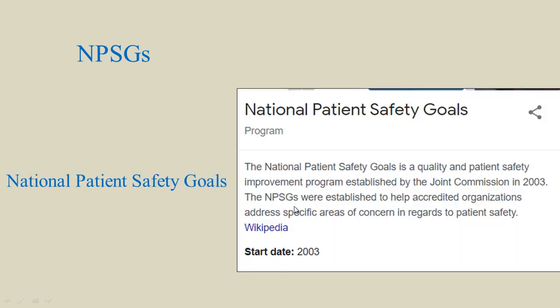NPSGs, National Patient Safety Goals. The National Patient Safety Goals are quality and patient safety improvement programs established by the Joint Commission in 2003. The NPSGs were established to help accredited organizations address specific areas of concern in regards to patient safety.